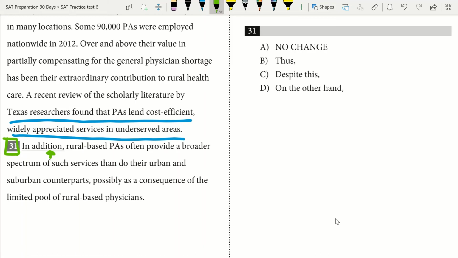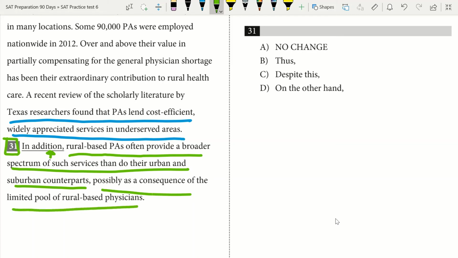I want to connect my previous sentence to my following sentence, which says, "Rural-based PAs often provide a broader spectrum of such services than do their urban and suburban counterparts, possibly as a consequence of the limited pool of rural-based physicians." Whenever I have one word, two words, three words, four words, or a series of words at the beginning of my sentence followed by a comma, I know it's testing my ability to transition from my previous sentence into my new sentence, or link my previous sentence to my new sentence. So I'm going to write that down.